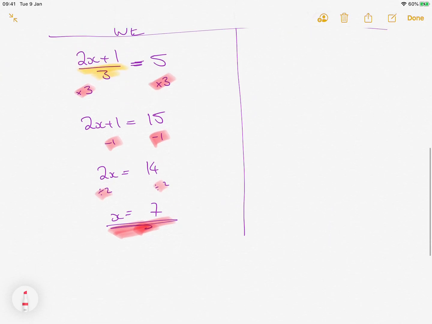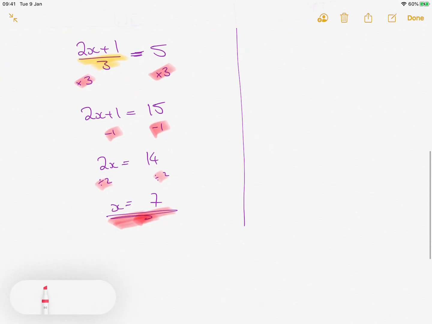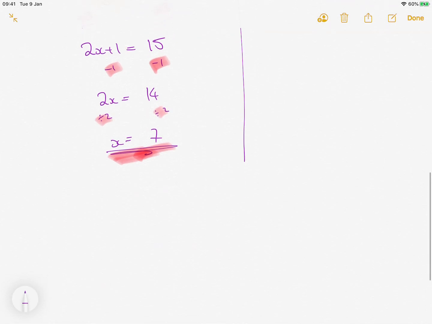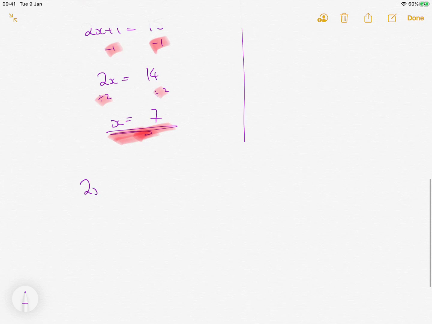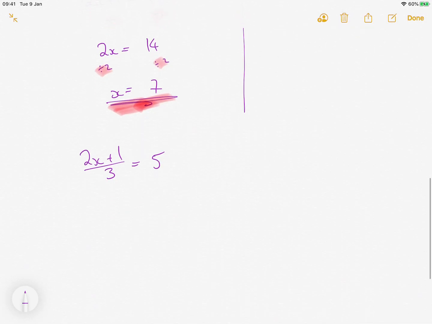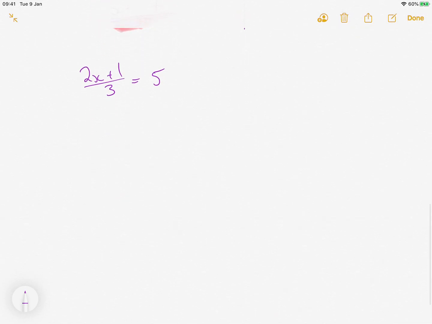X equals 7, sorry. Now you may think, well, last time I did an addition as my first step, not a multiplication. So let's just see why that's not the case in this example. To do that, I'm just going to write this as 2 separate fractions. Remember, when I've got the same denominator, that just means I can split up that fraction into 2 fractions that look like that.